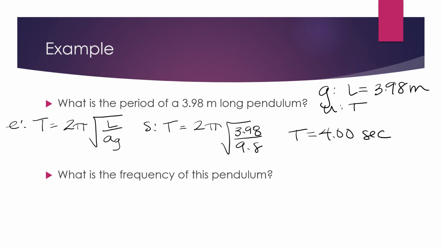Okay, the next question says, hey, what's the frequency? So we know that frequency is just 1 over T. So that's what we're going to do. We're going to go 1 over 4. That's really nice. I don't even need to do that on my calculator. And then my units are hertz. Okay, so there's our first example. Now, if you didn't get a chance to do this one on your calculator, that's fine, but the next one you really need to do on your calculator.